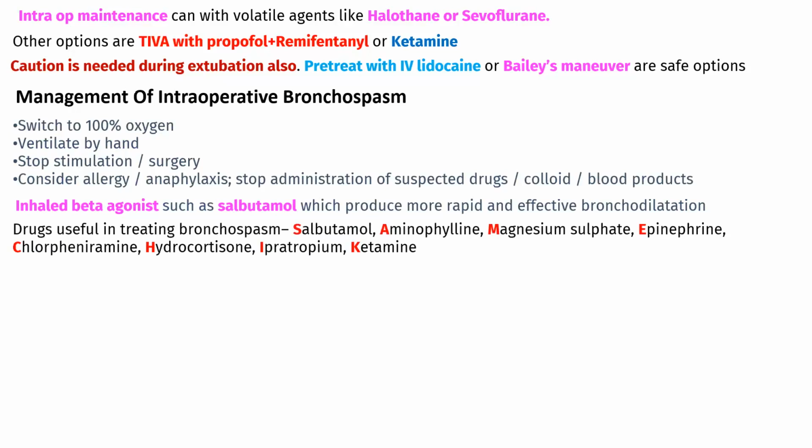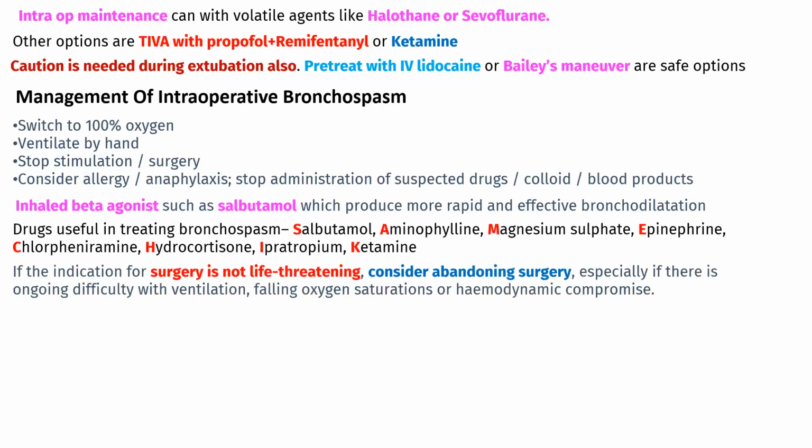And some of the drugs that are useful are salbutamol, aminophylline, magnesium sulfate, epinephrine, chlorpheniramine maleate, hydrocortisone, and ipratropium bromide, and ketamine. So I have highlighted the first letter of all these 8 drugs. If you combine that, you will get a mnemonic. How do you read that? First letters: SAME CHIK. Okay, so that is the mnemonic to remember the 8 drugs that can be used intraoperatively.